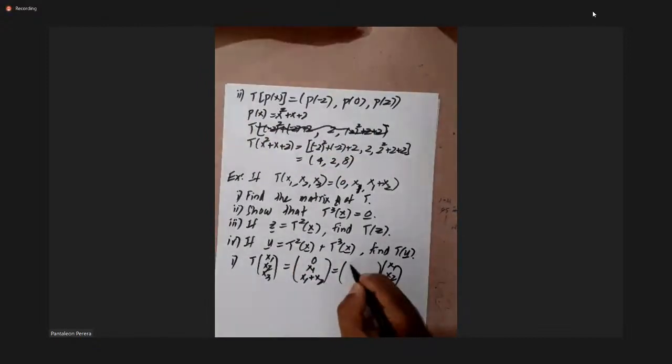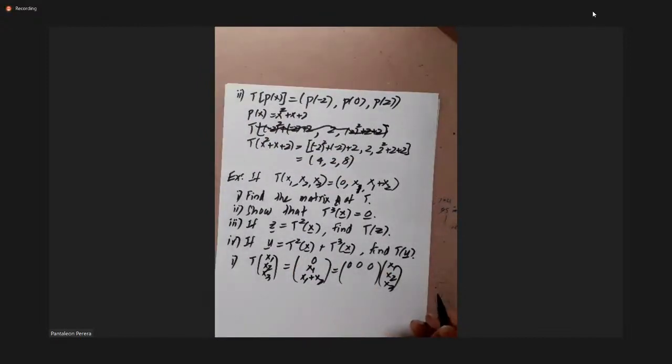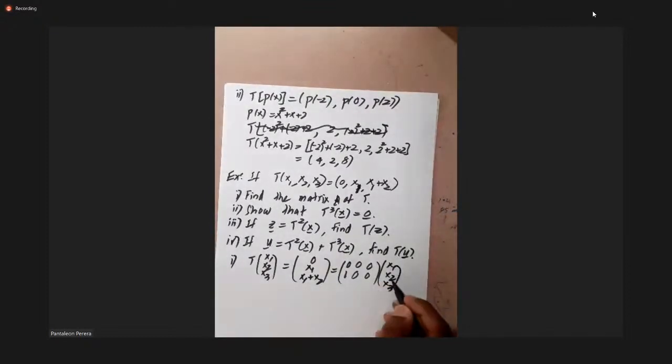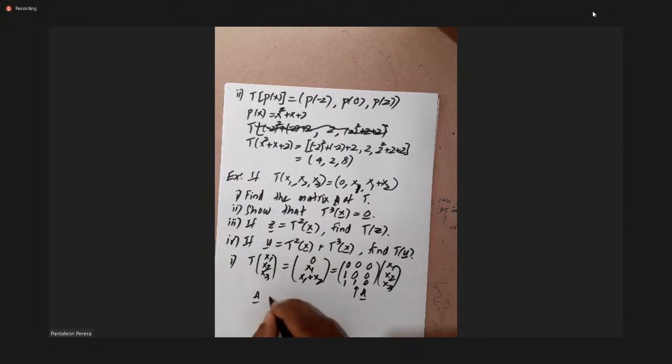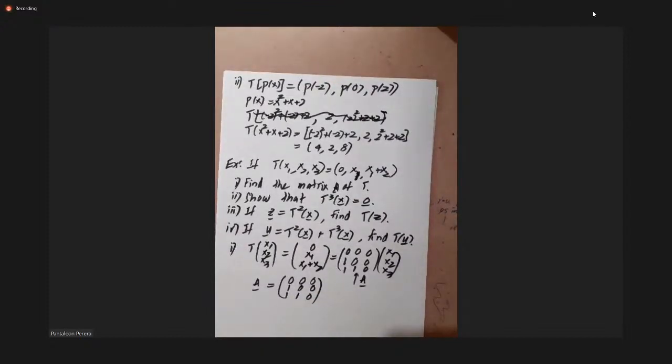So this all zeros, you get all zeros. Then x1 is 1, these two are zeros. x1 and x2 both are equal to 1, this is 0. Now this is the matrix of transformation A. Then you have to show that T cube x is 0. What is T cube x? T cube x is A cube x.